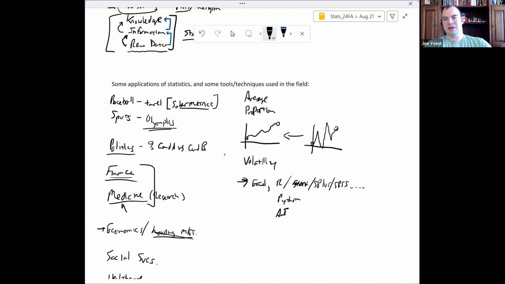And then we have some other inferential techniques. So things like saying, for this stock, it bounced around a bunch, but what was the overall trend line? We would call this a regression line. We'll talk about that near the end of the course. In medical research, we use a lot of hypothesis testing.